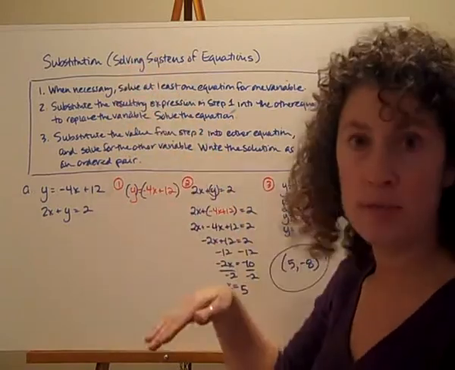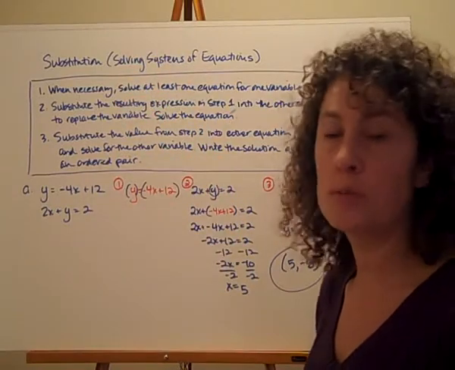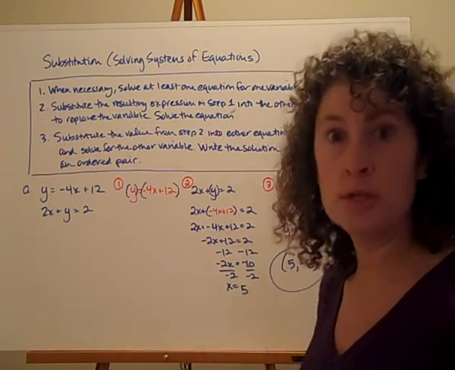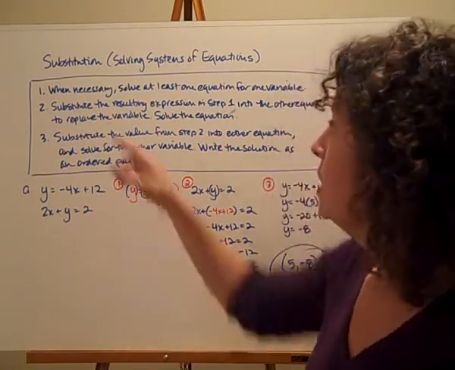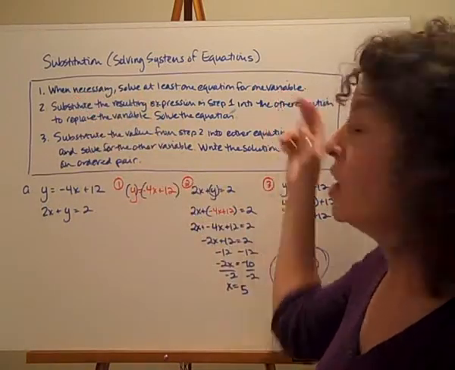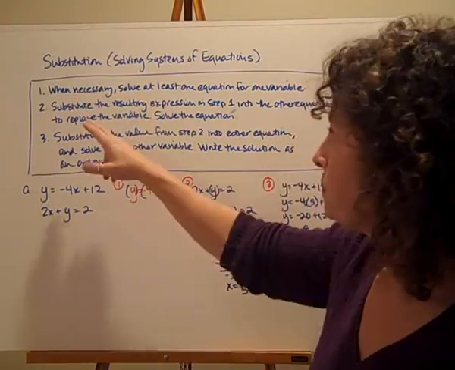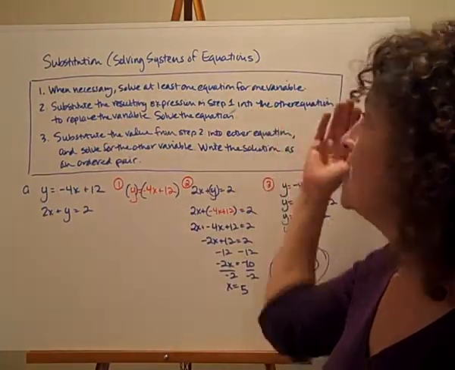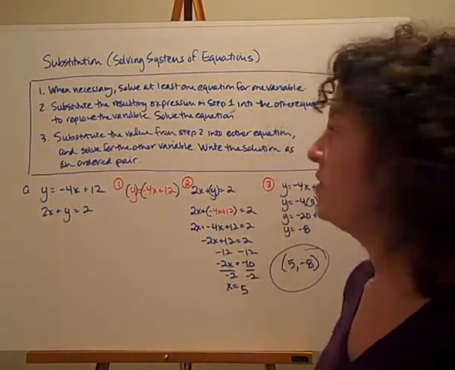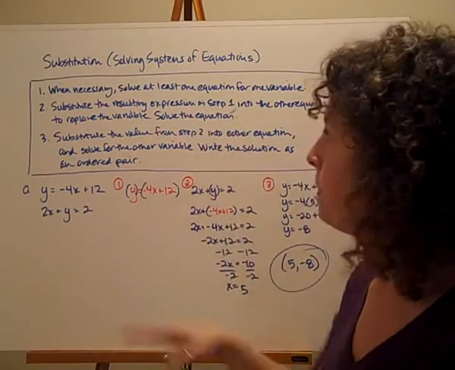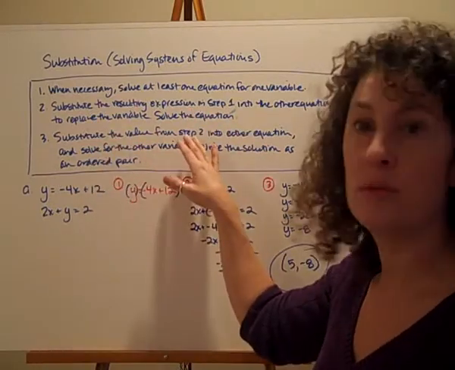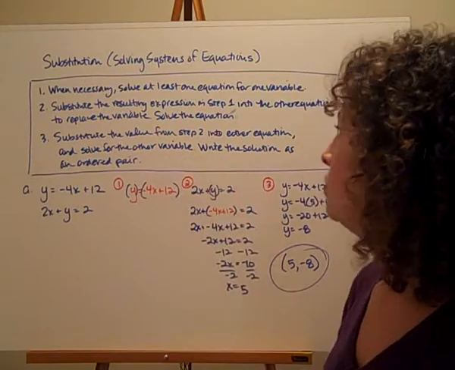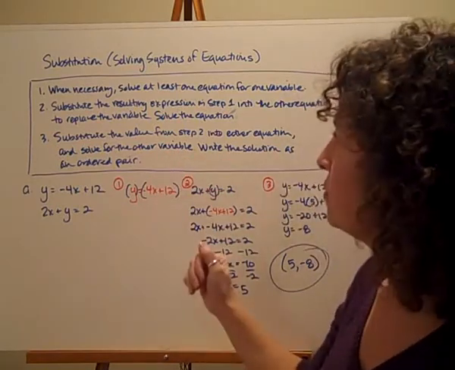So we've got 3 steps here as we talk about substitution, and substitution is exactly what it sounds like. We're going to take one of our equations and substitute it into the other one. So when necessary, solve at least one equation for one of the variables. Step 2, substitute the resulting expression from step 1 into the other equation to replace the variable, and then solve it. Step 3, substitute the value from step 2 into the other equation and solve for the other variable. Write the solution as an ordered pair. So let's walk through those steps.